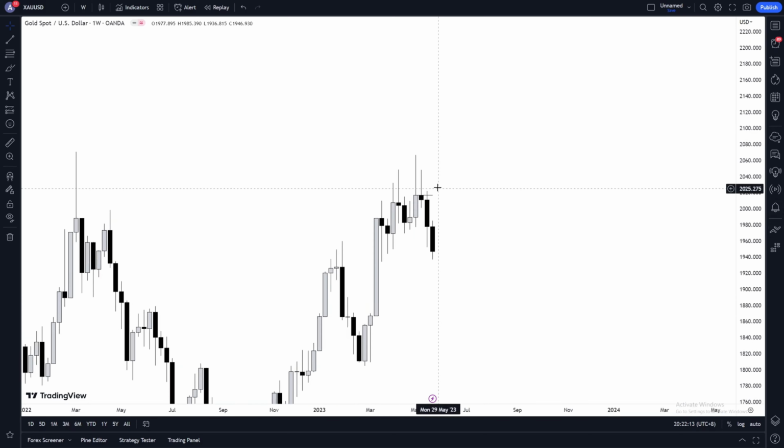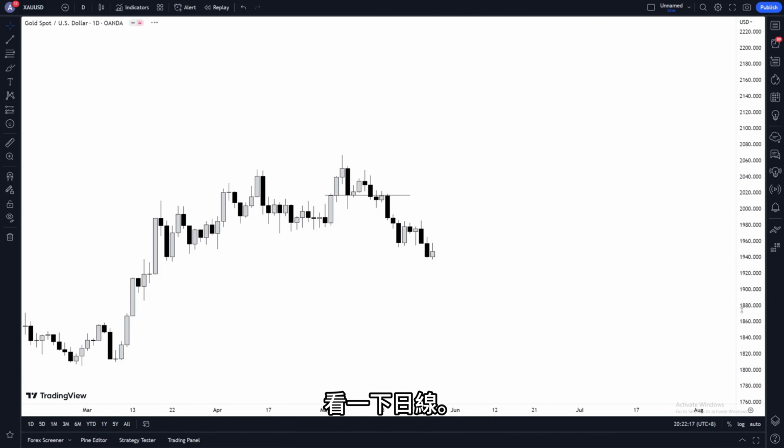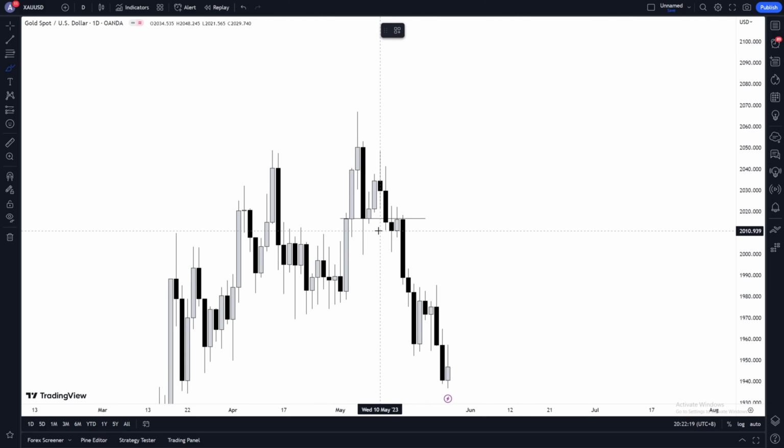Okay, moving on. We had ourselves that weekly reject weekly. Weekly reject weekly, then what do we check next? Take a look at the daily. Boom, we have ourselves a daily breakout.